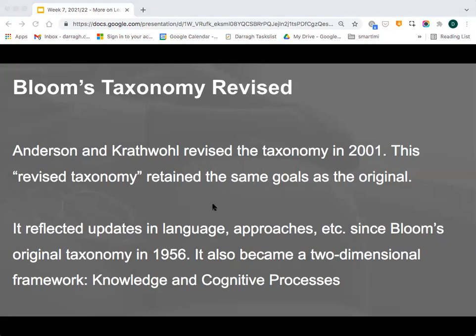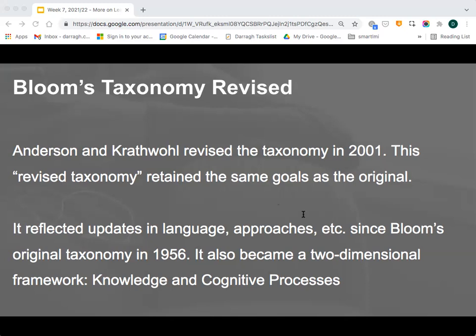Now, Bloom's taxonomy was initially developed back in the 50s, but it was revised by Anderson and Krathwohl in 2001. The revised taxonomy has the same goals really as the original Bloom's taxonomy. It just reflects updates in language, approaches, and so on since the original taxonomy from 1956. It also became a two-dimensional framework, referring to both knowledge and cognitive processes. The initial Bloom's taxonomy was more related to cognitive processes.